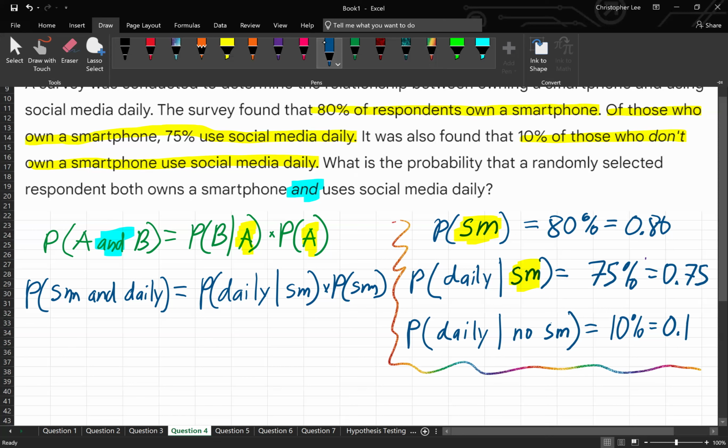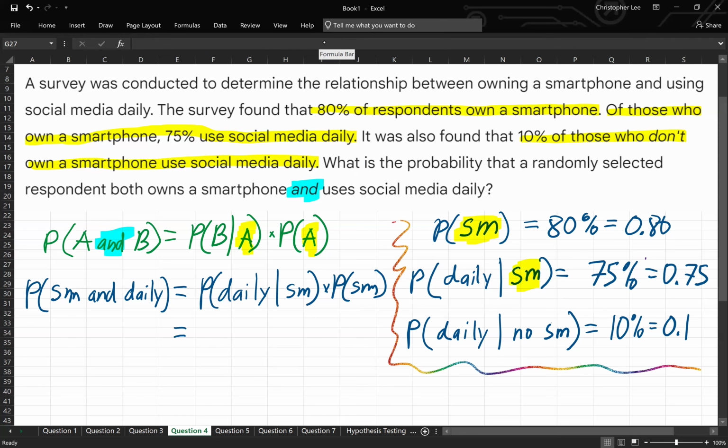And then after that, just plug in your numbers, right? Real nice and simple. You could either use the percentages or you could use the decimal. I'm going to use a decimal, 0.75 times 0.80. Multiply them, and that's the answer.